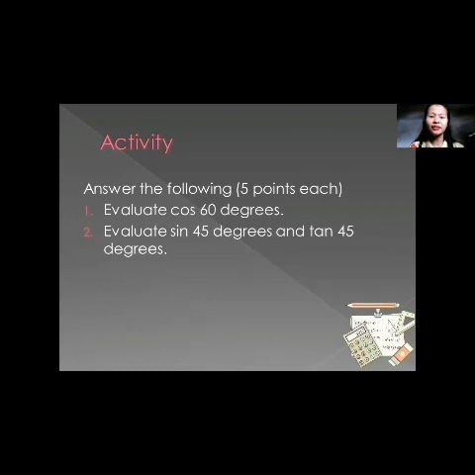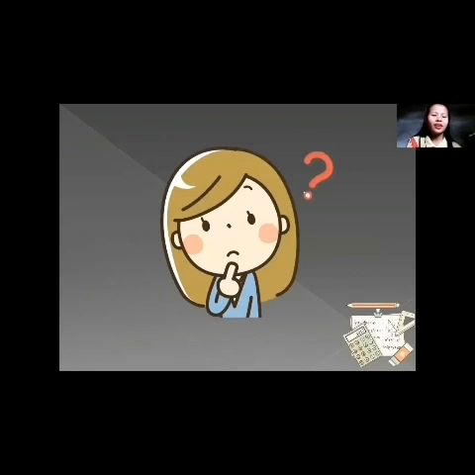Are you done copying? Okay. So, what again is the side of the 30, 60, 90 right triangle which is opposite to the 90 degrees angle? Very good. It is called the hypotenuse.